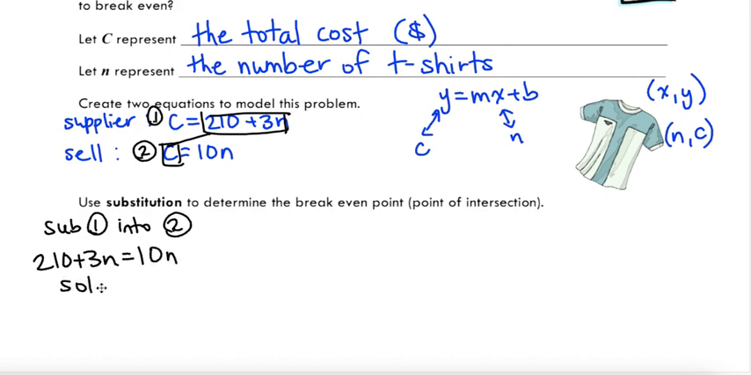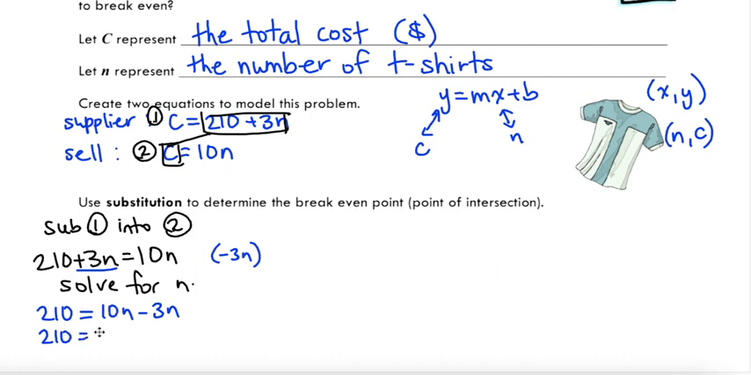Now we're going to solve for n. We solve for n by moving all of our variables to one side. The first thing we're going to do is move this 3n to the right-hand side, because 10 is bigger than 3, so we move all of our variables to the bigger side. I'm going to subtract 3n from both sides, because that's the opposite of adding 3n. So I have 210. 3n take away 3n is 0, so that's gone, equals 10n minus 3n.